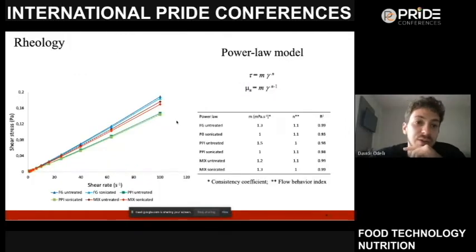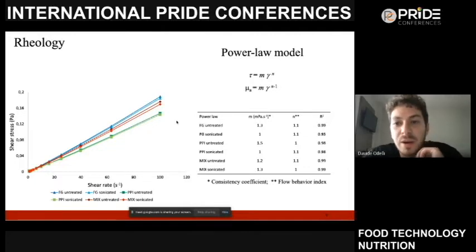In this graph is represented the apparent viscosity of all the solutions, shown as shear stress over the shear rate. The data were fitted using the power law model, and all of the solutions exhibited a Newtonian flow behavior, where n, the flow behavior index here, is close to 1.